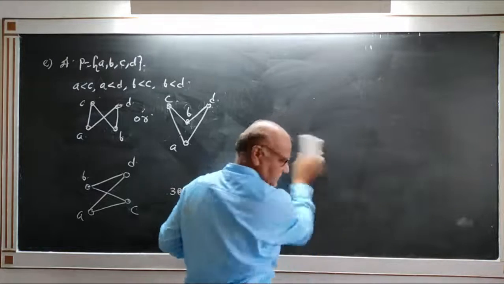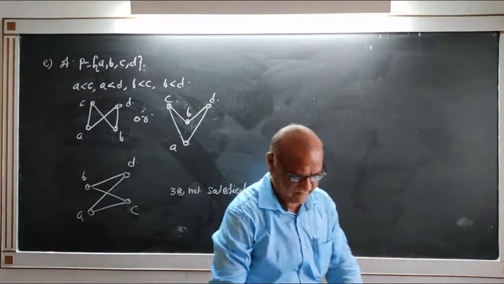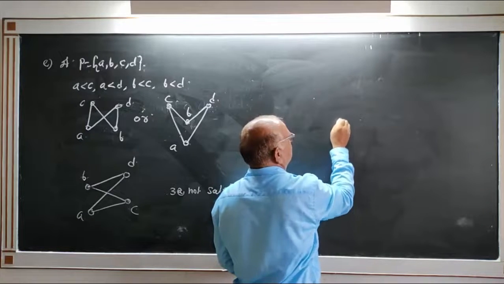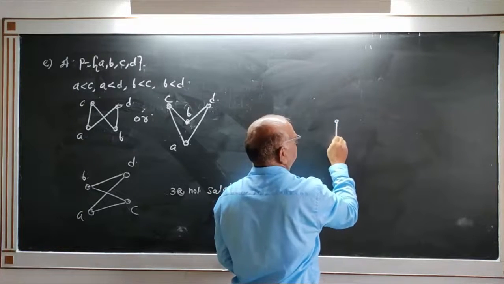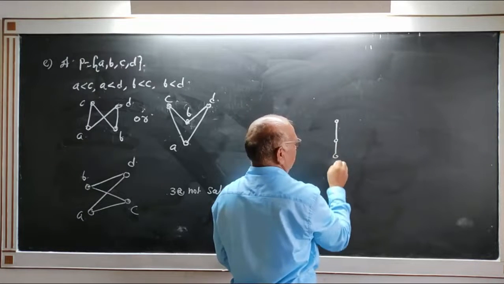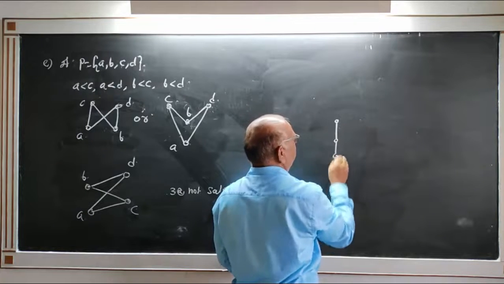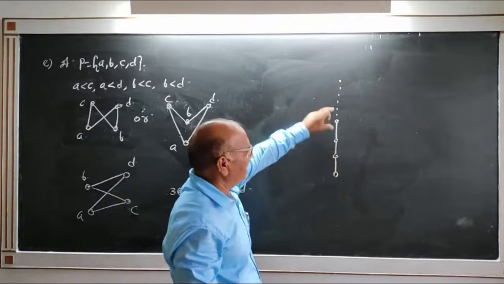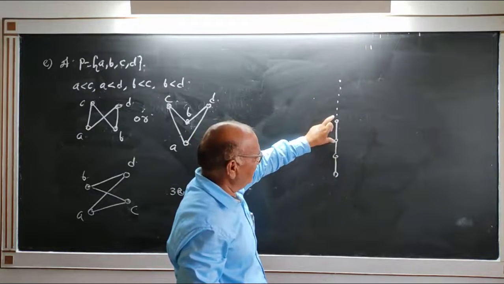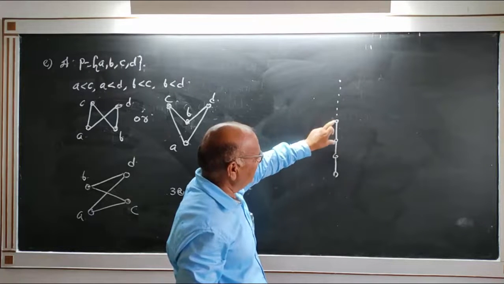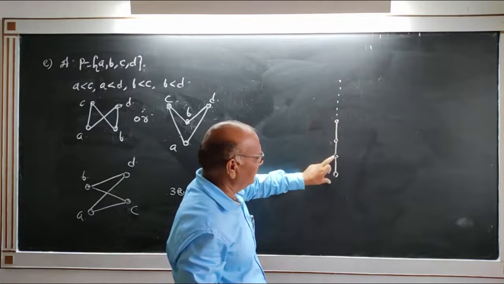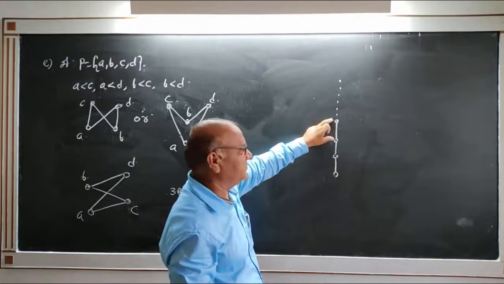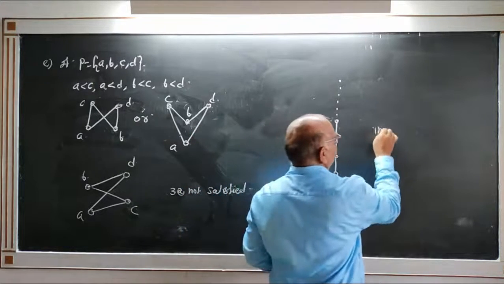Now if we take a chain like this, in this chain every two elements are comparable. If we take this element and this element, they are comparable by the transitive property. This is an infinite chain.